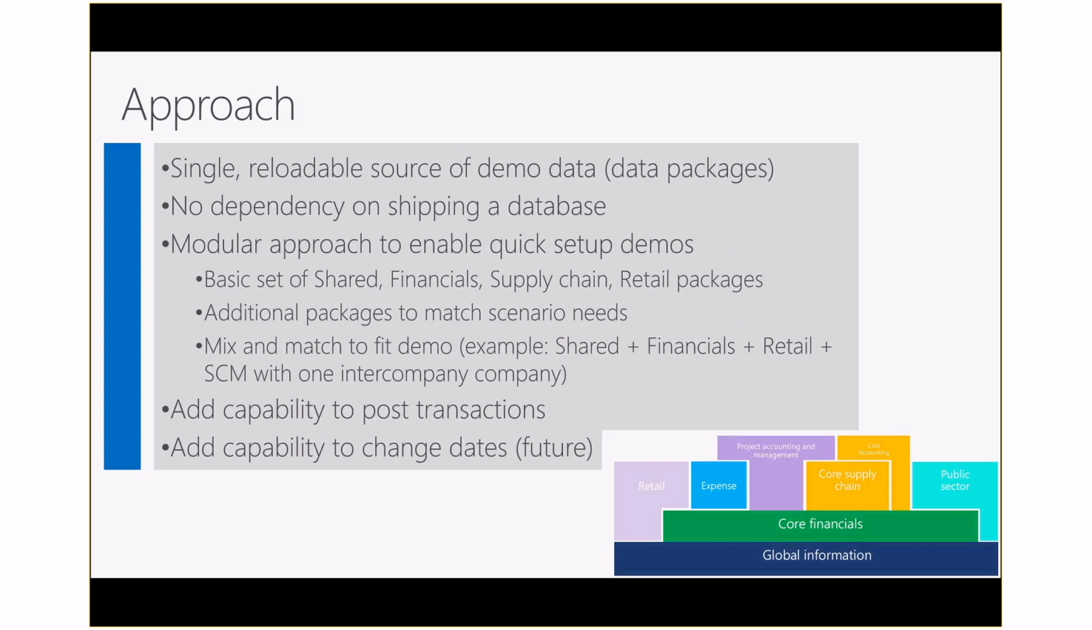And we wanted to make them very modular. So what we did is we broke it down, and we have a set of shared data, which is the stuff that crosses all the companies. Then we have financials data by company. We have supply chain data by company. And then we're going to add retail packages, and we don't have that right now, but we're going to add retail, we're going to have public sector, but we're trying to break it down into more logical components. We actually have a project accounting component, so you can, again, mix and match the stuff that you want to put in there. We'll add packages as we add more scenarios.